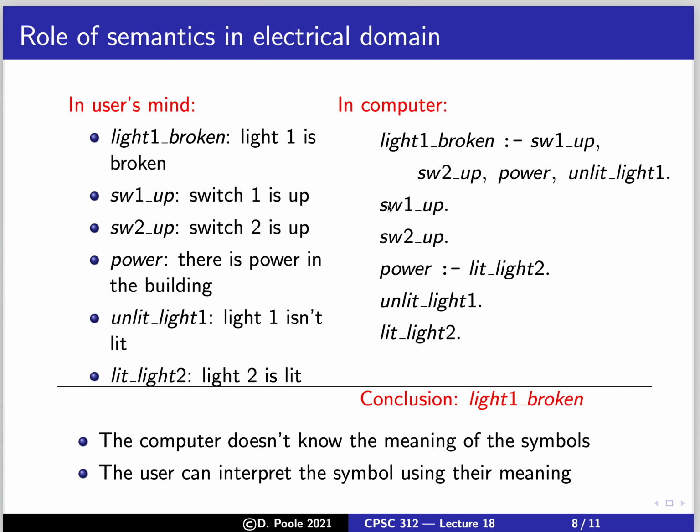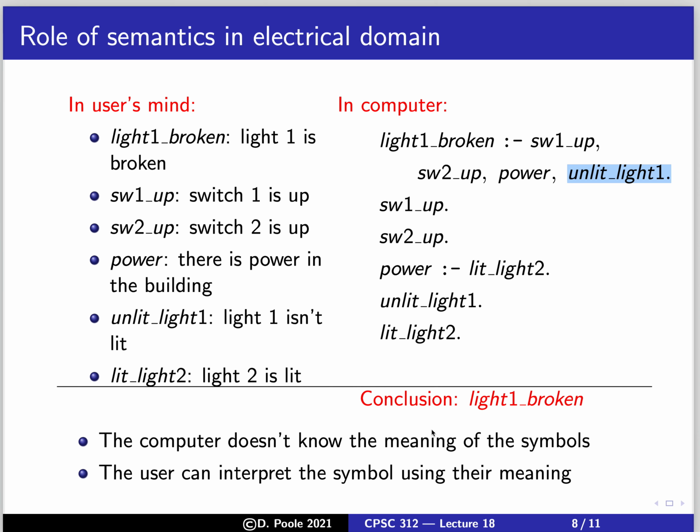So you tell it that SW1 is up, so it knows that. And you're going to tell it that light 1 is broken if switch 1 is up, switch 2 is up, there's power in the building, but the light's not on, so the light must be broken. So you're going to tell it there's power in the building if the other light is lit, so we know whether there's power in the building. The computer can then conclude that light 1 must be broken.